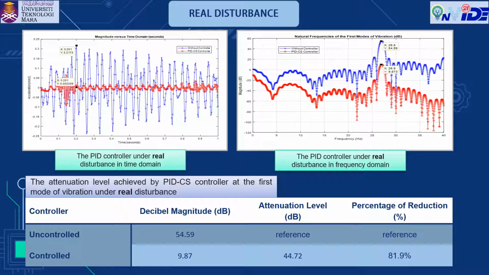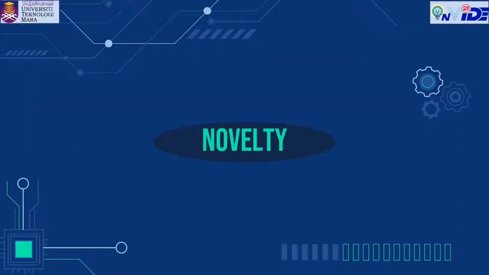Here, it is proof that the developed controller is very robust even when the system is exerted with experimentally collected real disturbance. The novelty of this experiment are as follows.